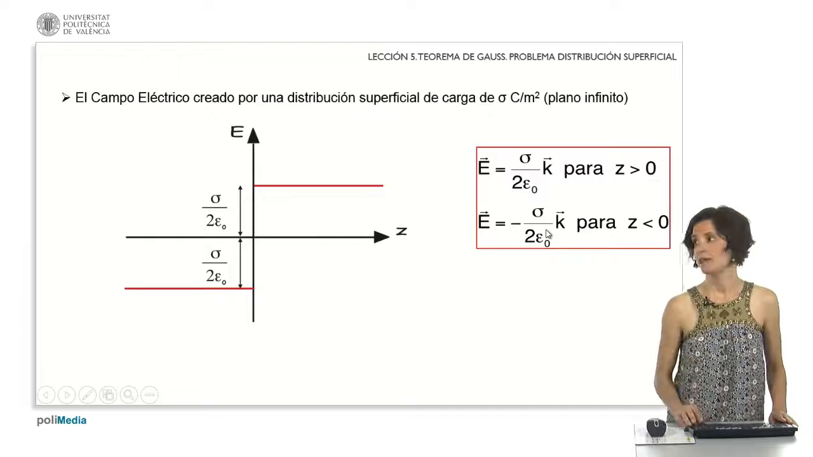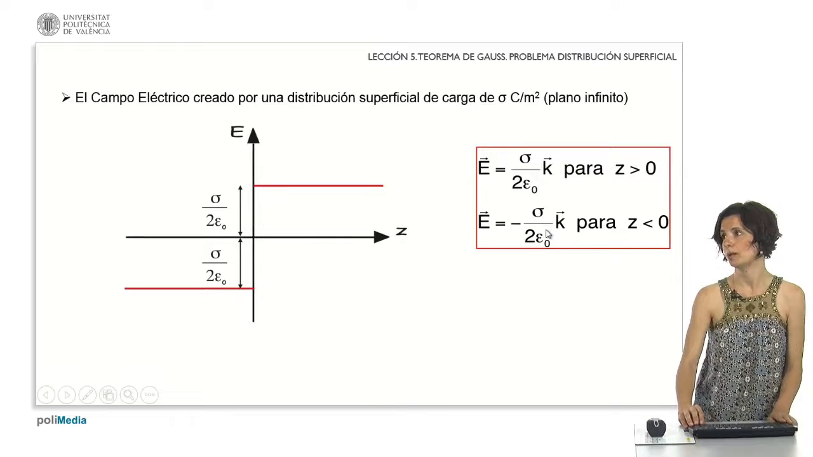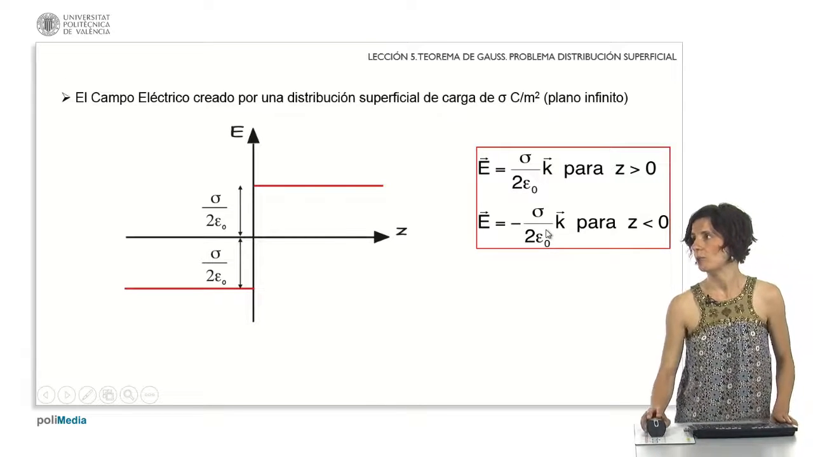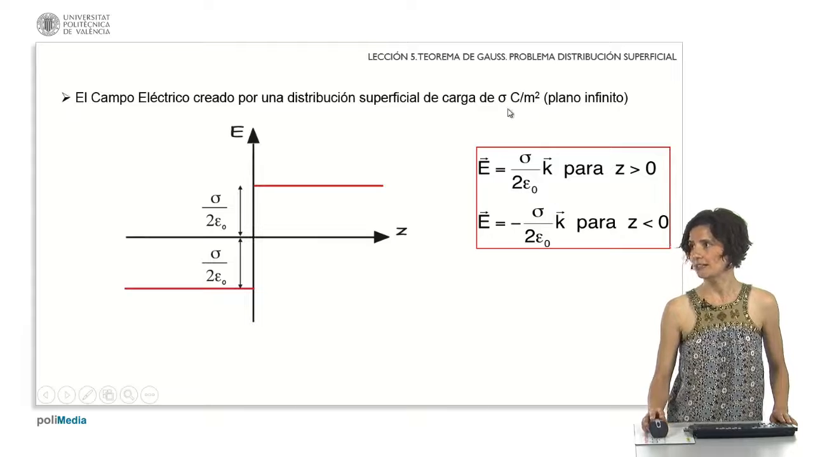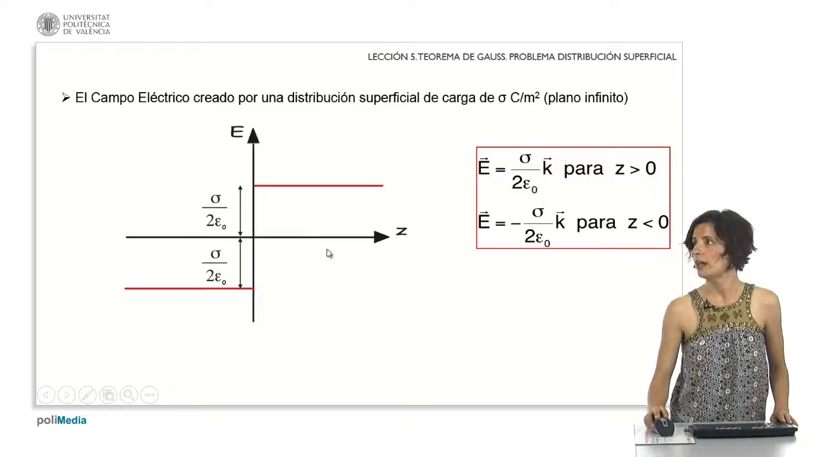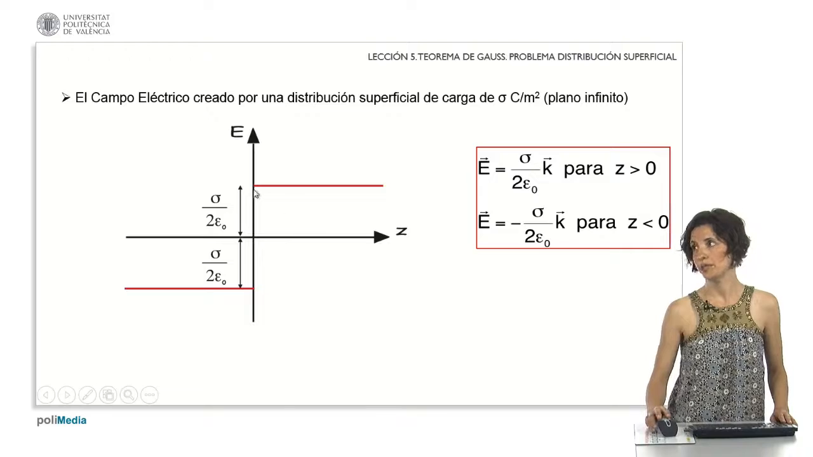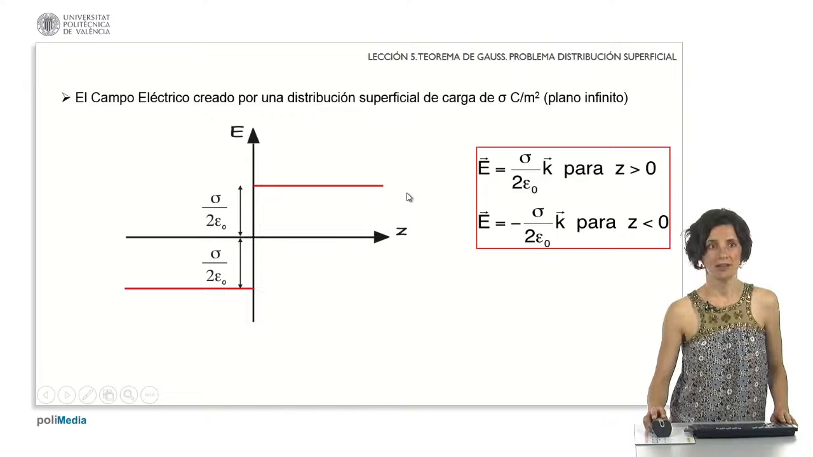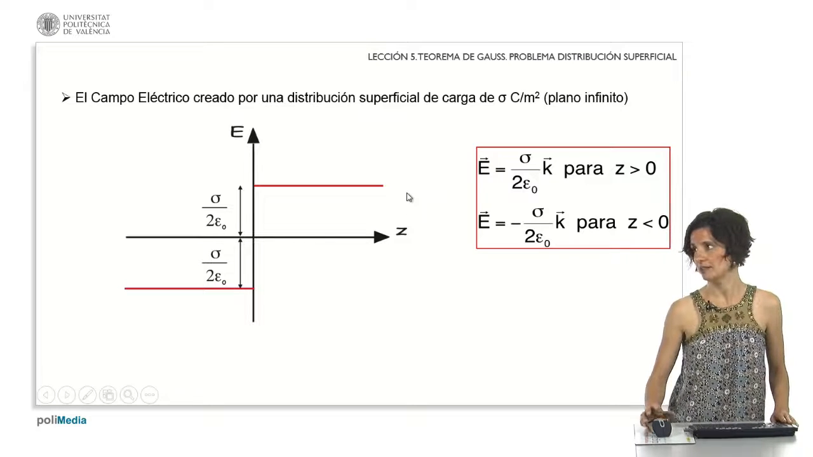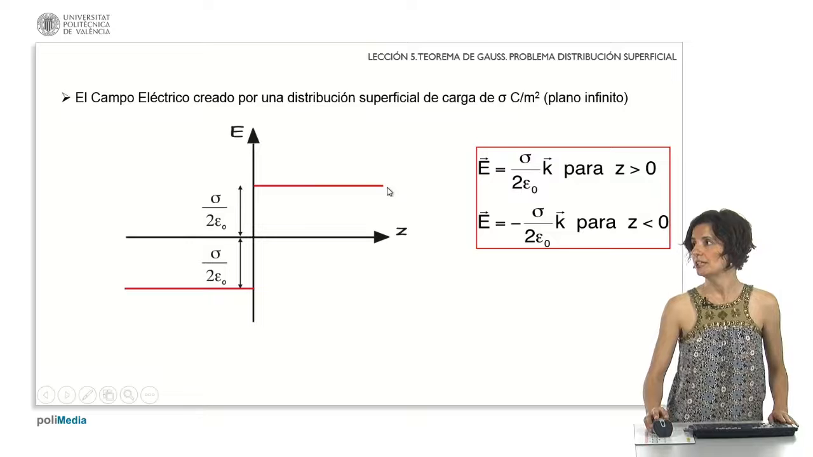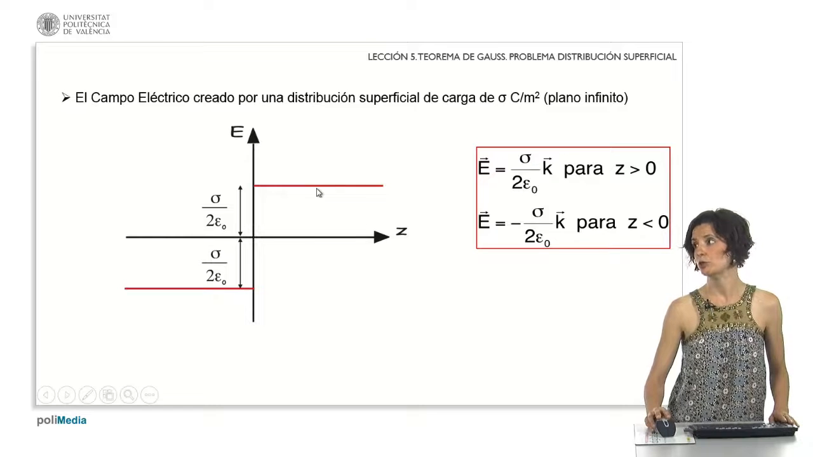Finally, I wanted to plot the dependence of the electric field modulus created by a surface charge distribution of sigma coulombs per square meter as a function of the distance to the plane. As you can see, it does not depend on the distance to the plane at whatever distance we are, and it is always constant, being positive for positive z and negative for negative z.